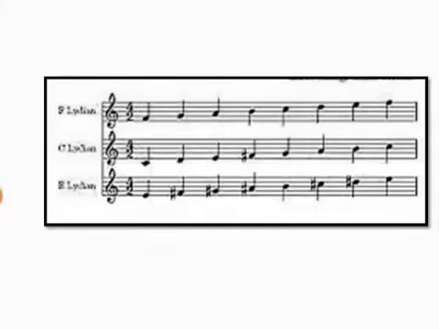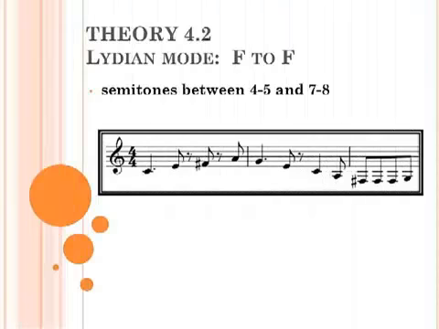Here we have an example of music that's written in the Lydian mode. It begins on C, and it has the F, which is the fourth, raised. I'll play it for you. Do you recognize this? It's the theme from The Simpsons. You'll find that the modes are often used in music that you hear every day.